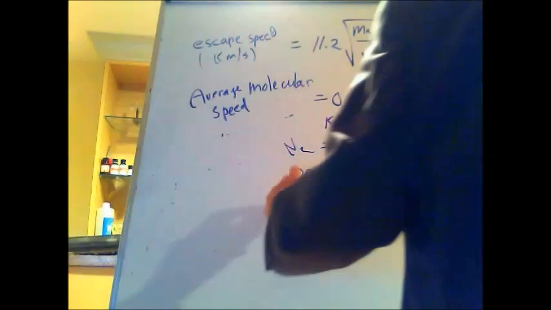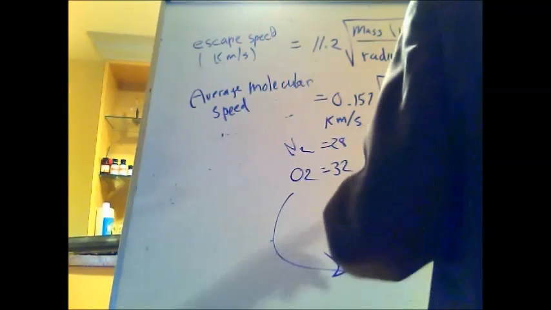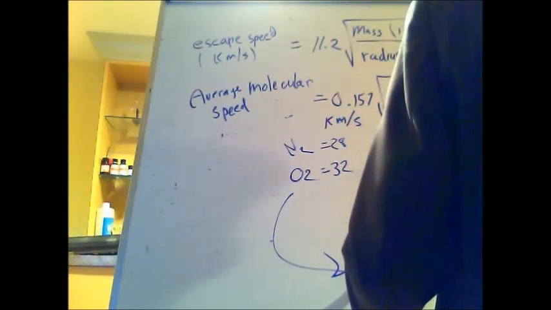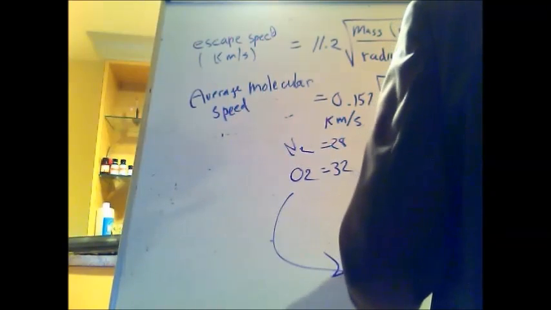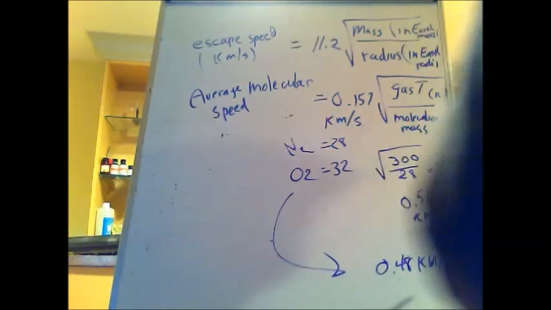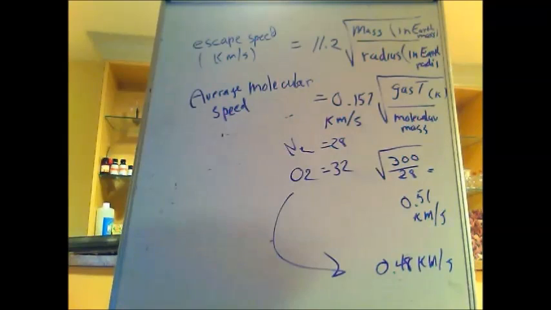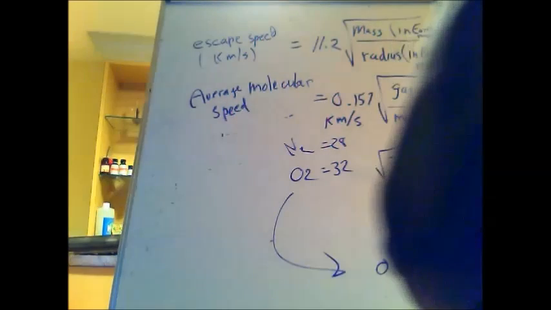And if we did the same thing for oxygen, that's the square root of 300 divided by 32. We get a slightly smaller value of 0.48 kilometers per second. Well, here's the deal. At approximately 6 times the average molecular speed, if you're greater than that speed, that's the escape speed. The gases will leak away gradually. Below that speed, gases will either leak away very, very slowly, or they'll remain around for a very long period of time.